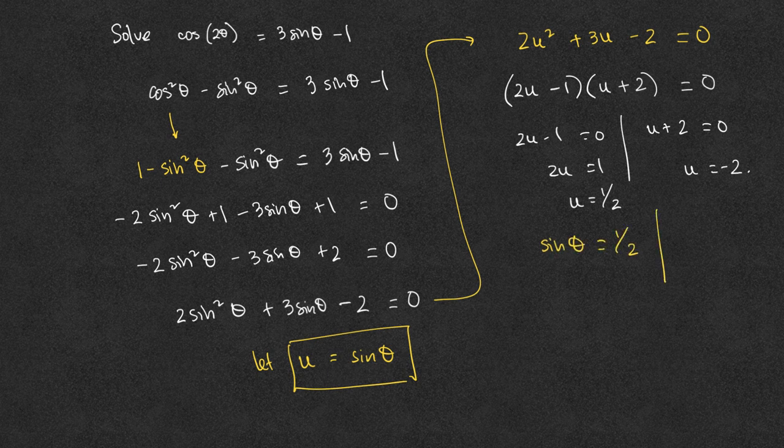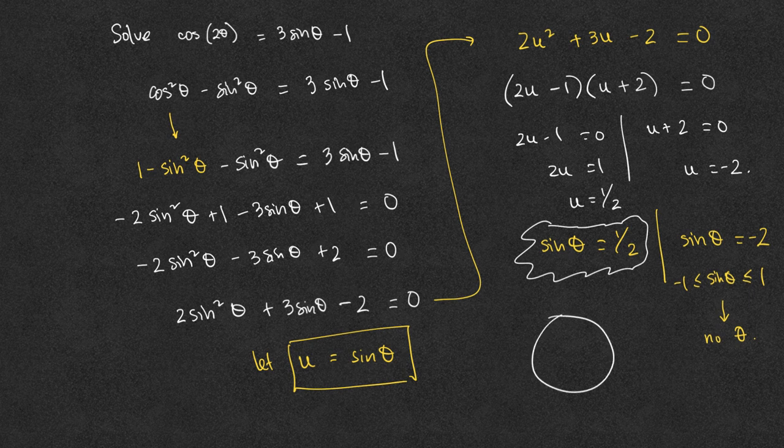For u equals negative 2, it is now sine of theta equals negative 2. We see that sine of theta is always between negative 1 and 1, so sine of theta can never be negative 2. With the second equation, there is no such theta. So we will work with the first equation, sine of theta equals 1/2.